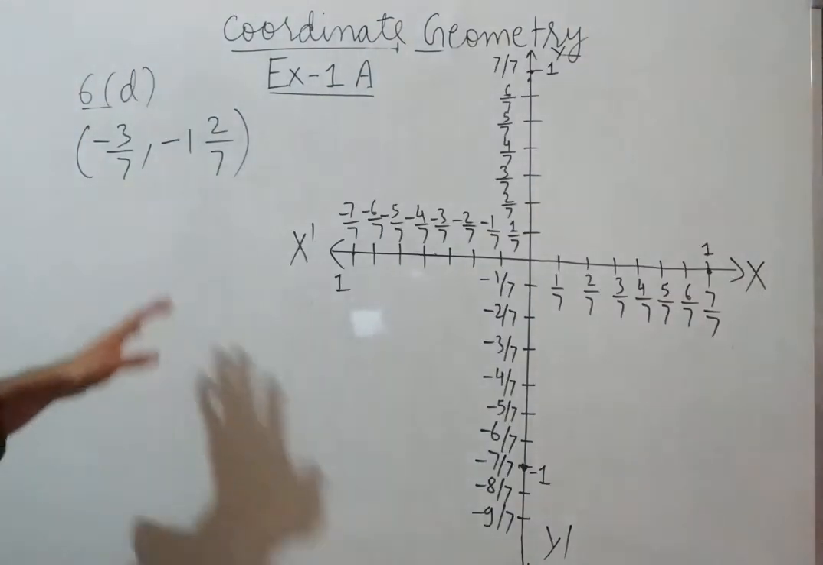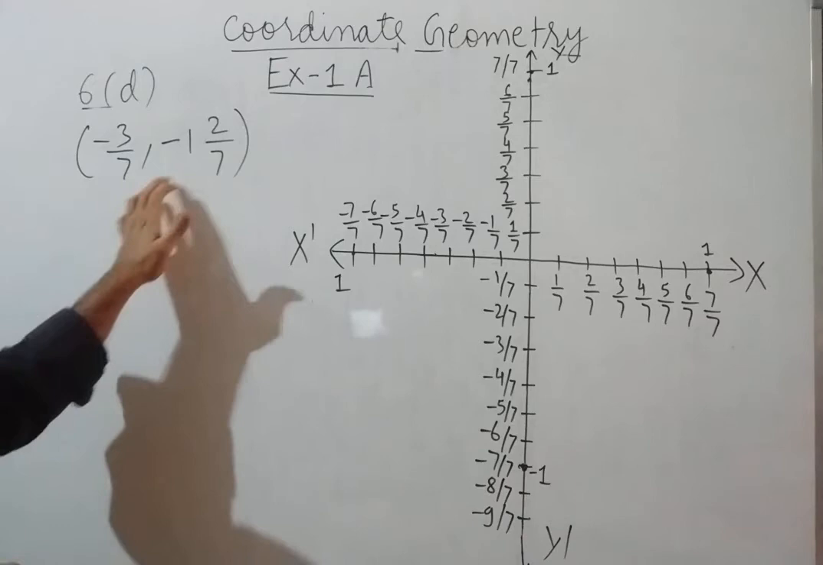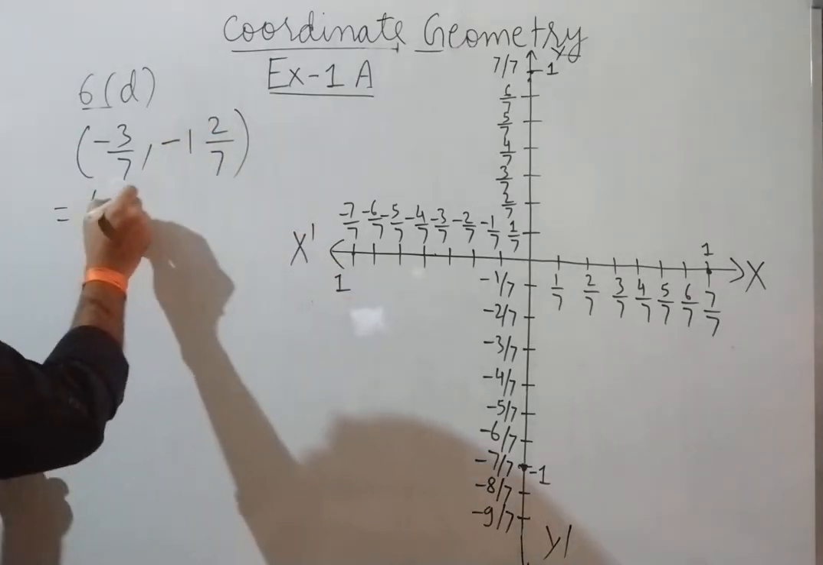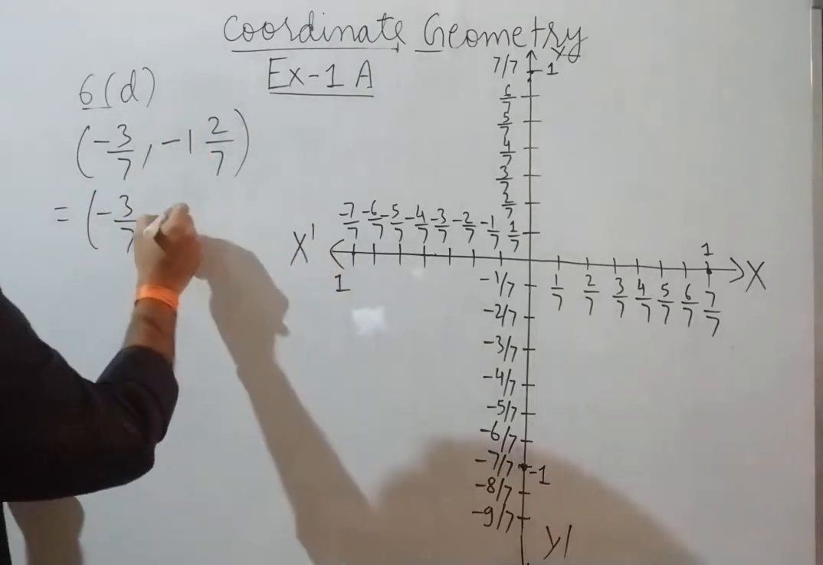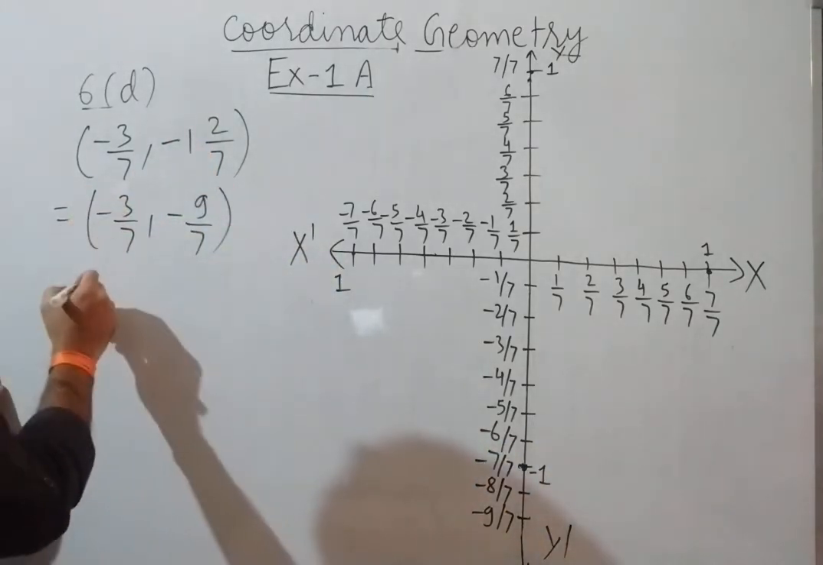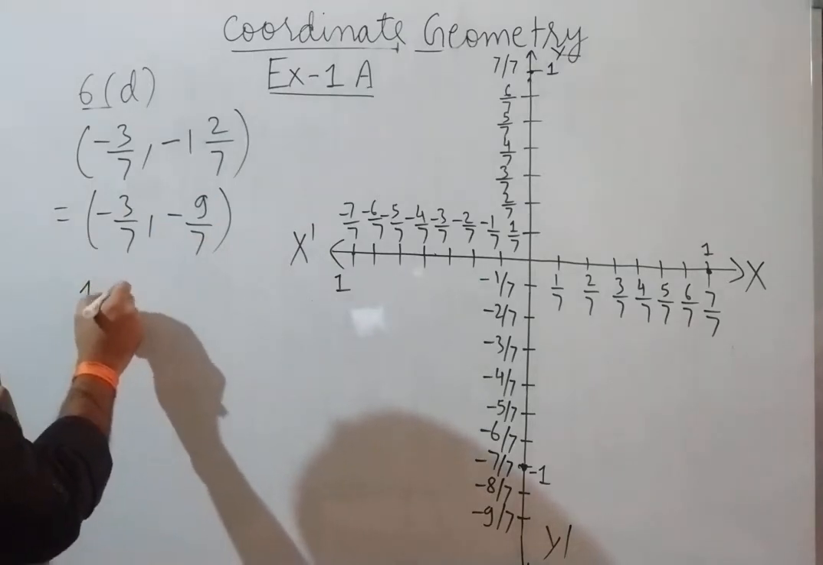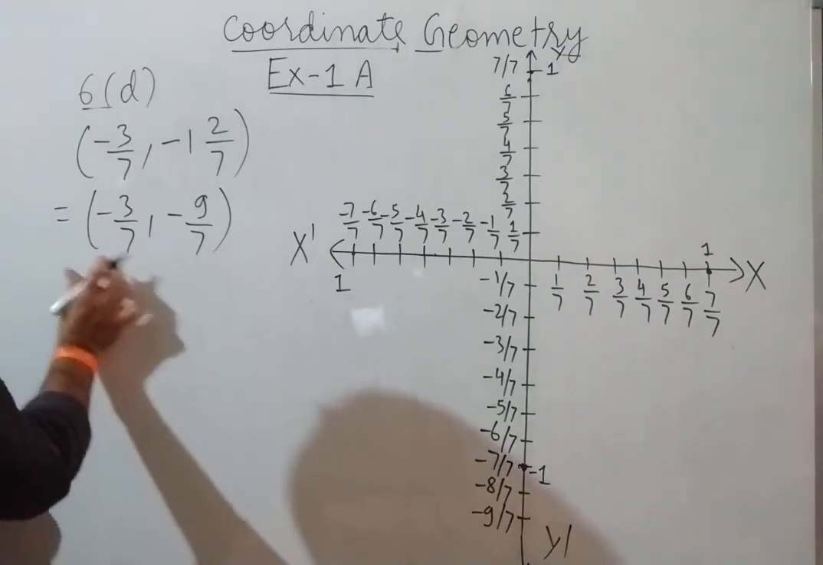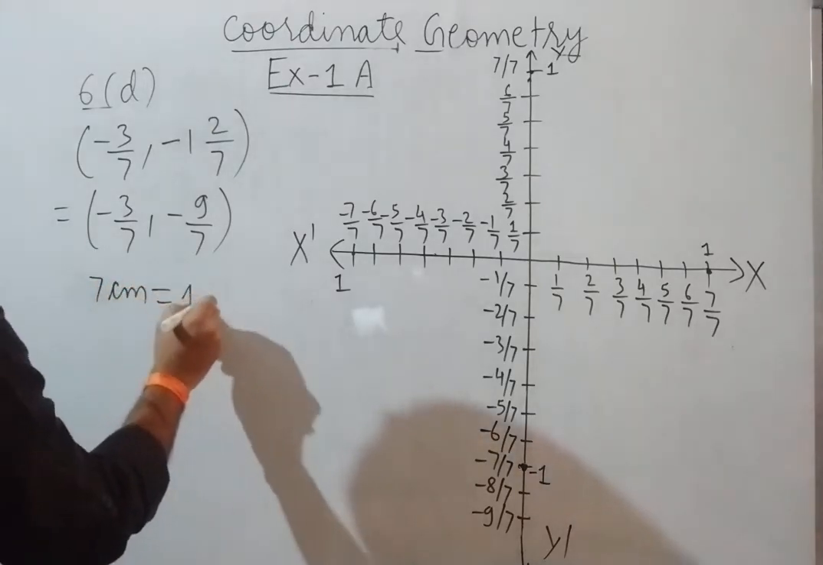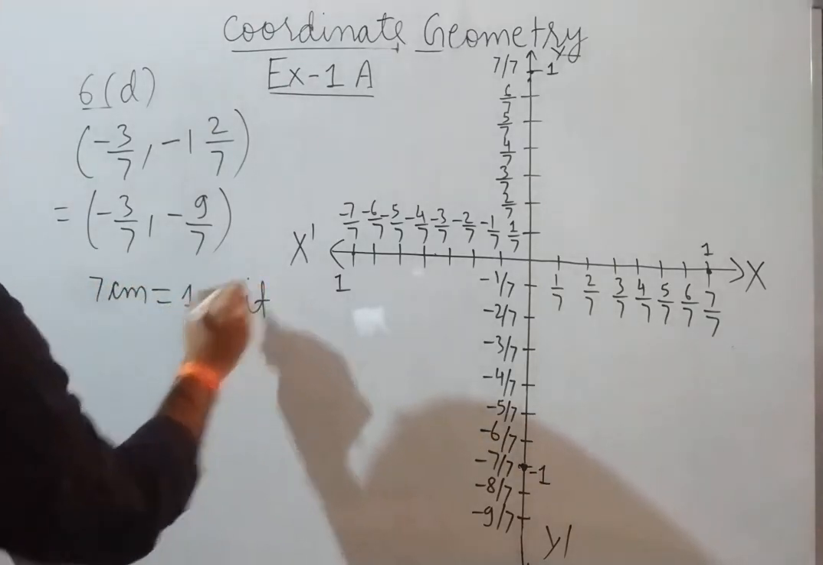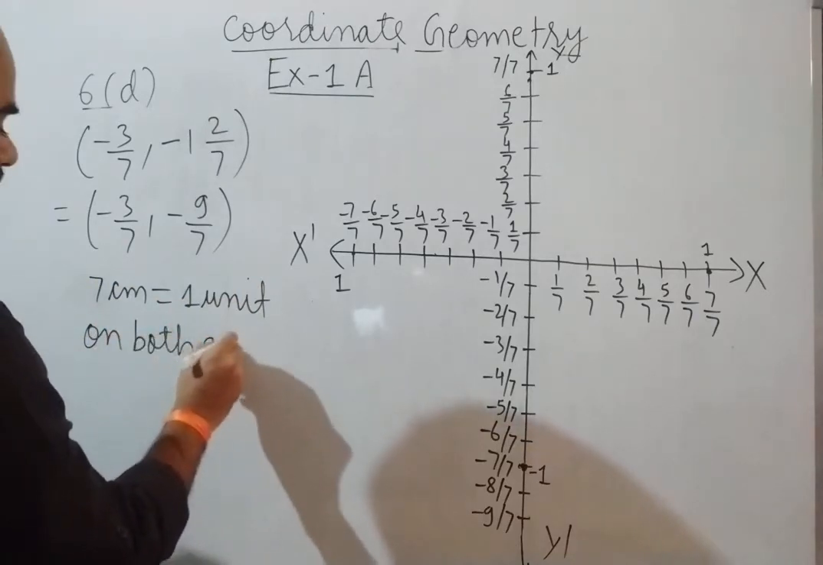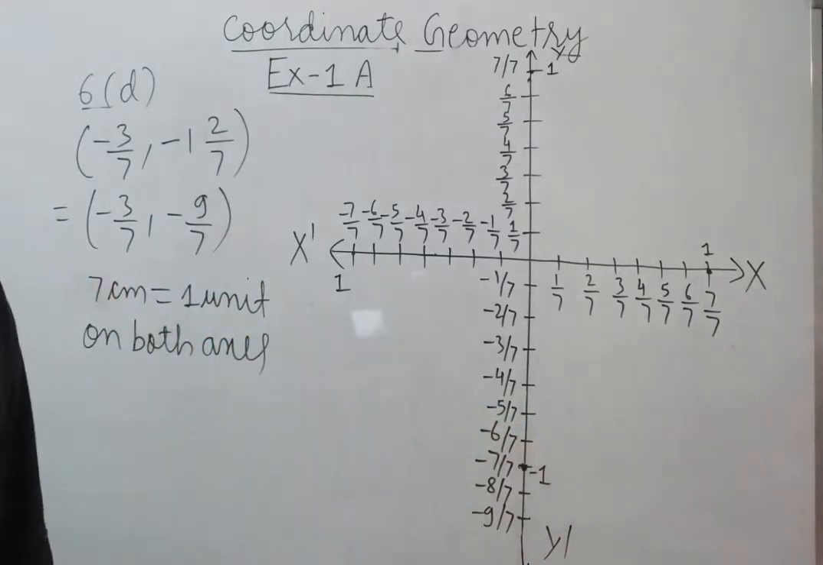Now last point. See, next point is minus 3 by 7, minus 1 whole 2 by 7. It means this is minus 3 by 7 and this is minus 9 by 7. So for this we will take the scale. Take 7 centimeter is equal to 1 unit on both axes. Correct? 7 centimeter is equal to 1 unit.